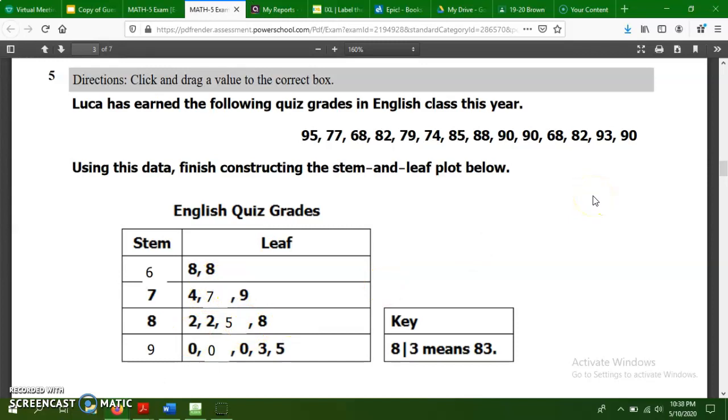So the biggest mistake I would probably see on this question would be students who forgot a number. So that's where another good check is to count how many numbers you were given. So you were given 1, 2, 3, 4, 5, 6, 7, 8, 9, 10, 11, 12, 13, 14 numbers. So before you left that question, you want to make sure you have 14 numbers in this section of your stem and leaf, because it's a way of double checking that you've used all the data.